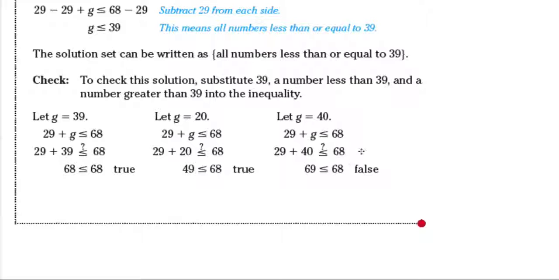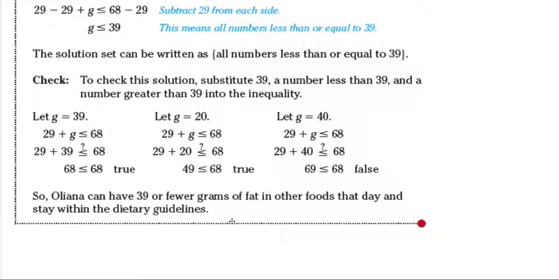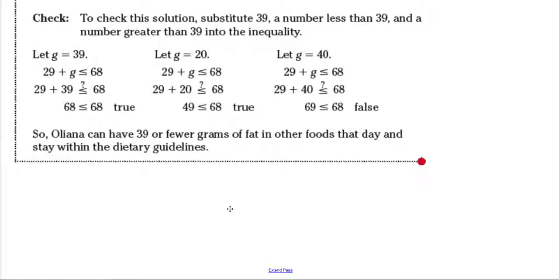So that particular statement is false. So in this case, we've checked our answer. Eliana can have 39 and fewer grams of fat in other foods that day and stay within the dietary guidelines.